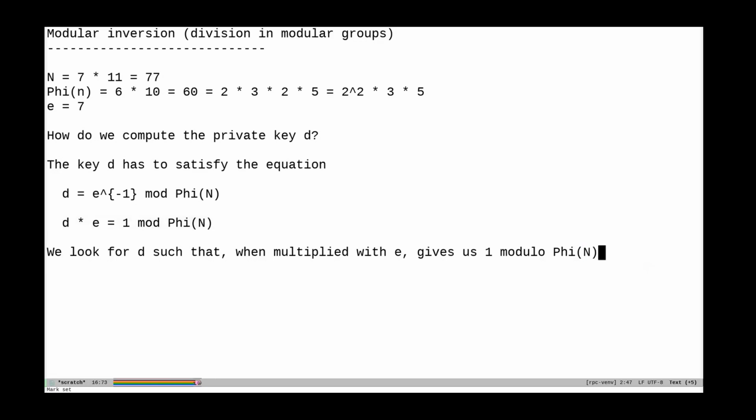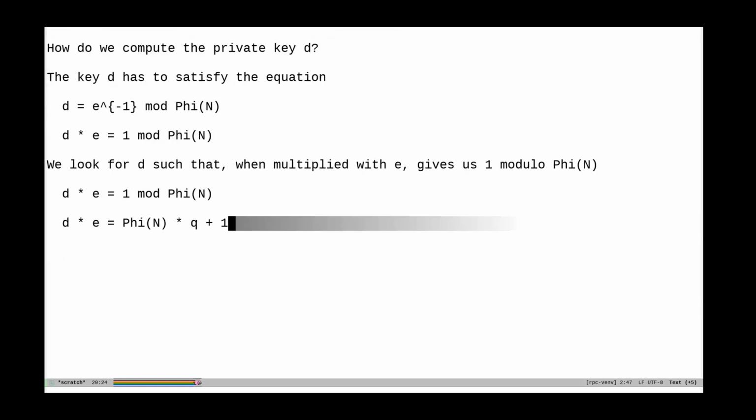Now, this kind of thing can be rewritten. What does this mean? It means essentially that when we take d times e and we divide it by phi of n, we get a remainder of 1. So it means that d times e is equal to phi of n times a quotient plus a remainder of 1.